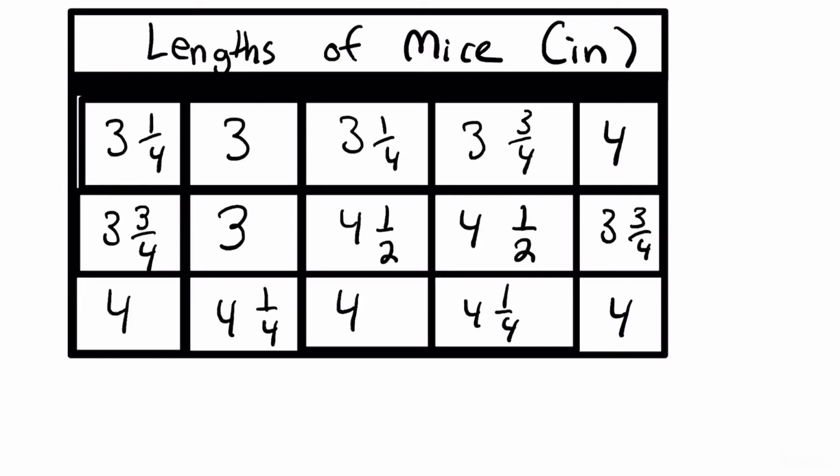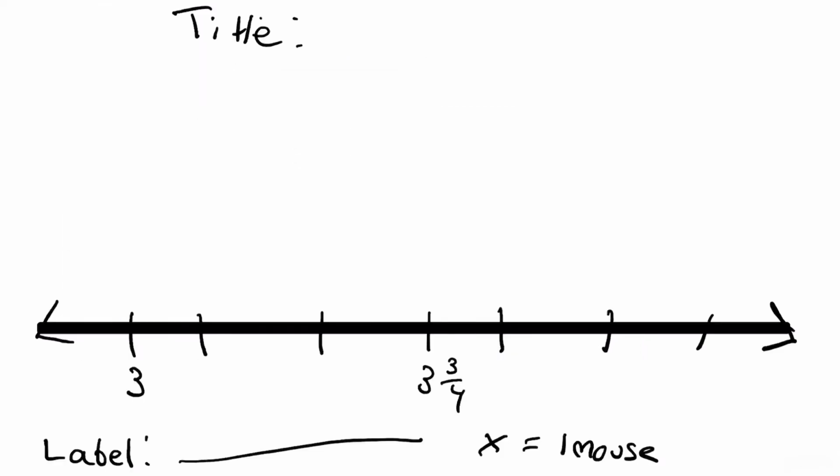So here is our data. So this is about the growth of mice. And it's in inches. So it's going to be represented in inches on our number line. So here they are all here. They're mostly in between 3 and 4 inches.